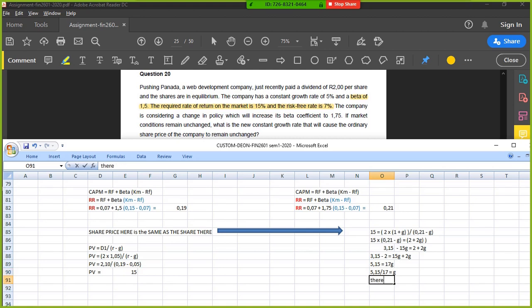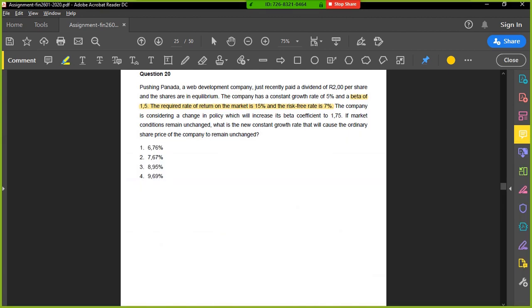5.15 divided by... 30.29% would be the new growth. Is that an option? No. Ooh, not there. Okay.